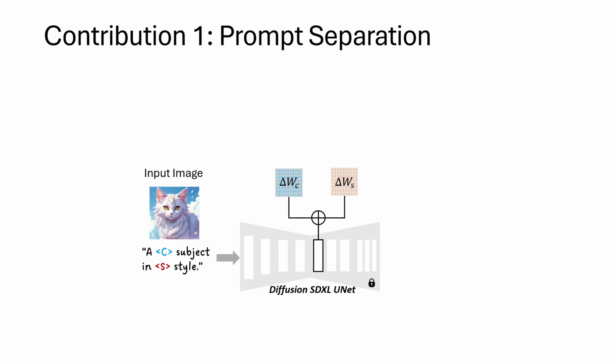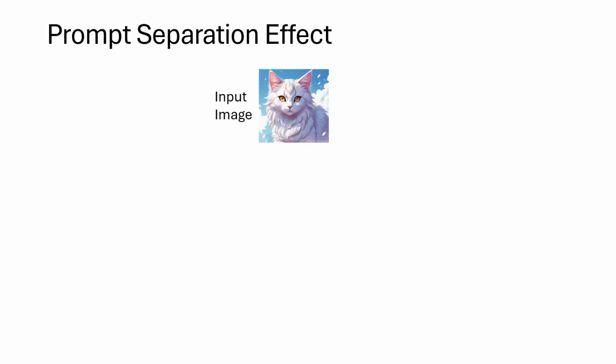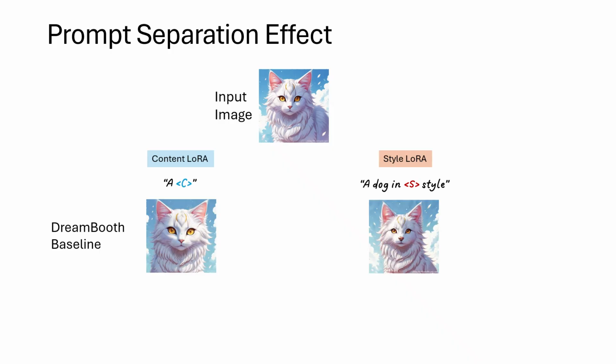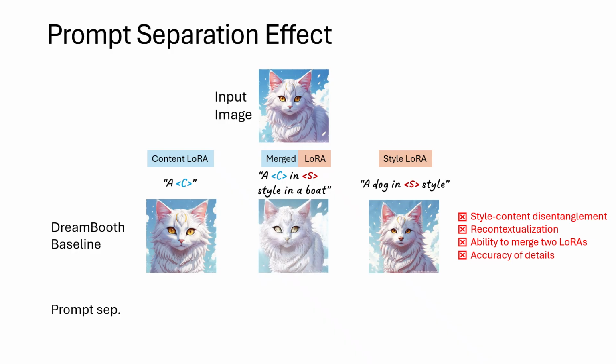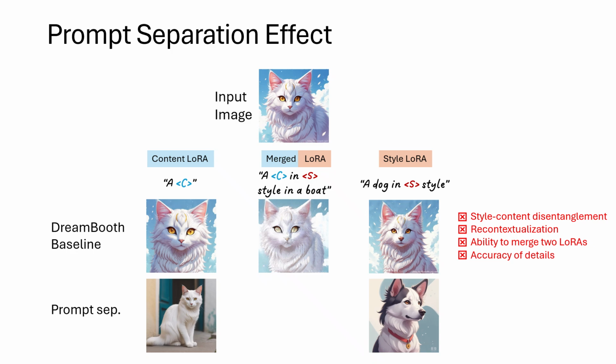Prompt separation means that we design different prompts for content and style. During training, instead of simply using one prompt, we feed different prompts for the backbone and LoRAs. These techniques help separate the two LoRAs better. For example, if we simply use DreamBooth, the baseline, the content and style are not separated and the two LoRAs cannot be merged. That is because the two LoRAs are trained differently, making them conflict with each other. After we add prompt separation, the content is totally destylized, while the style is also much better.